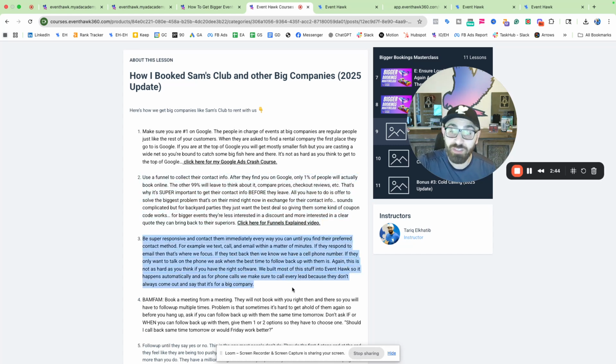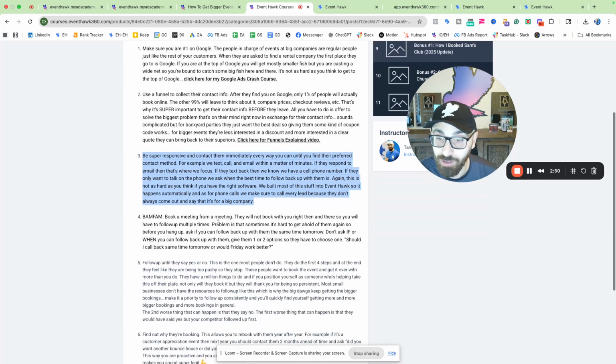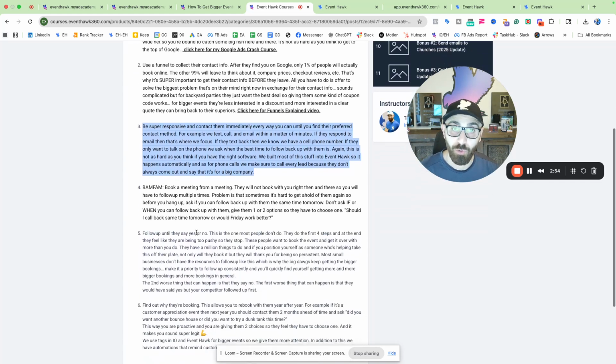And then number three, be super responsive. You just have to be responsive. They really, really appreciate responsiveness more than price. And then number four and five, follow up. Keep following up until they say no, right? The worst thing that can happen is that you lose a job to a competitor who followed up faster or more than you did. The second worst thing is they just say no, hey, not interested. That's fine. That's not the worst thing. The worst thing that can happen is that you lose it just because you didn't follow up one more time, right?